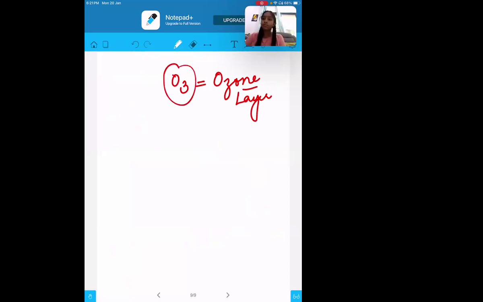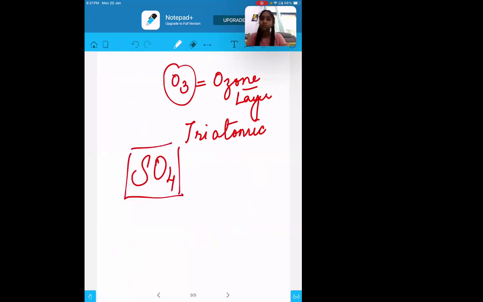So only O3 means it's a triatomic molecule. It has 3 atoms of oxygen. But here, what they have given together is SO4. So here the number of sulfur is 1, but the number of oxygen is 4. That is why we cannot count them separately. We have to count them together.